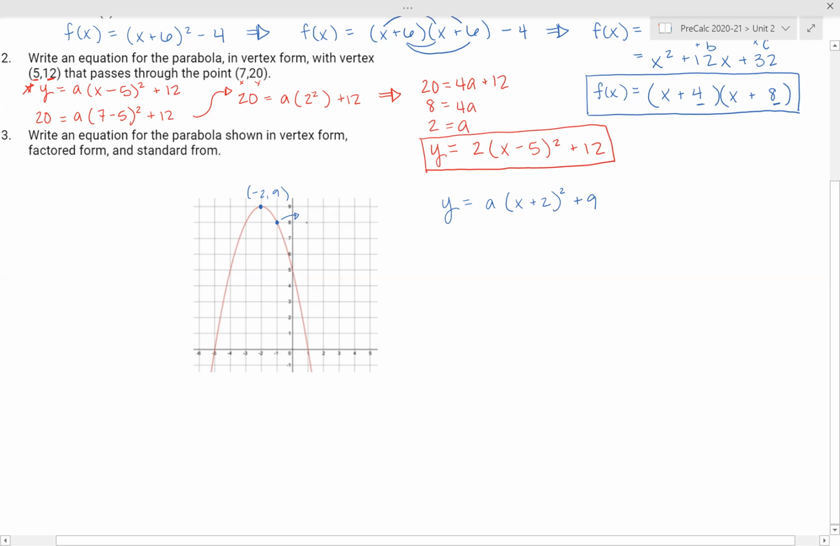My other point that I chose is -1, 8. So I'm going to plug that in for my x and y. We get 8 equals a times -1 plus 2 squared plus 9. 8 equals a times 1 squared plus 9. 8 equals 1a plus 9. So a equals -1. And that makes sense because our parabola is upside down. Okay, so our vertex form then would be y equals -1 times x plus 2 squared plus 9.